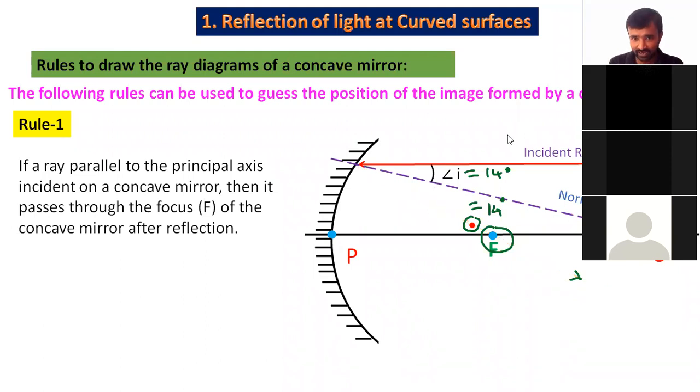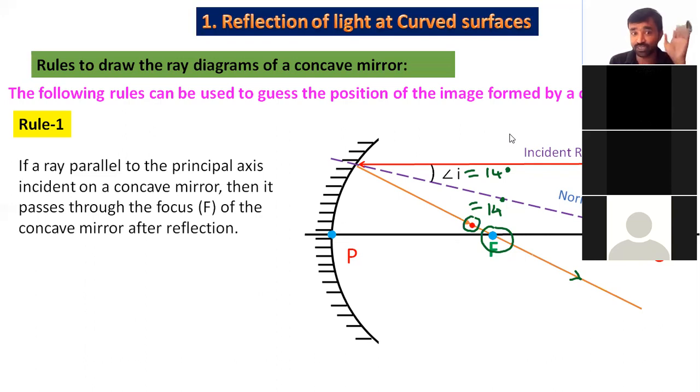See here. The angle of incidence is 14 degrees. The angle of reflection is also identified as 14 degrees. Then if I draw a line, it is passing exactly through the focus. Look at that. Is it clear? Everyone, is it clear?